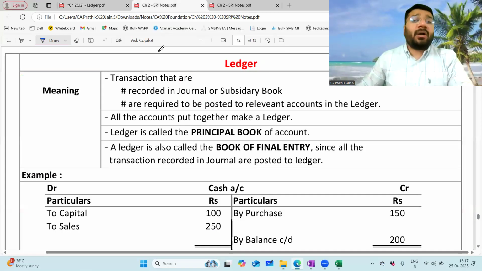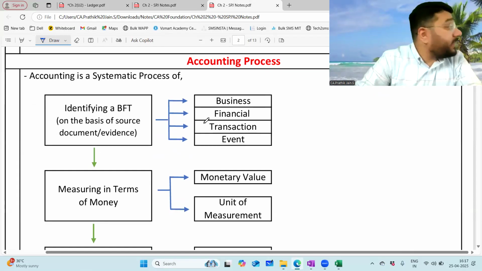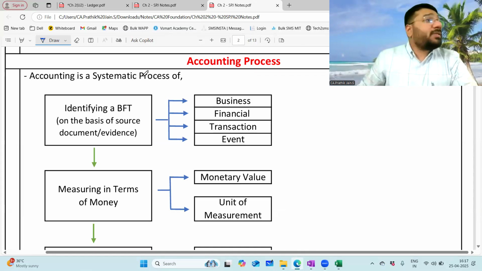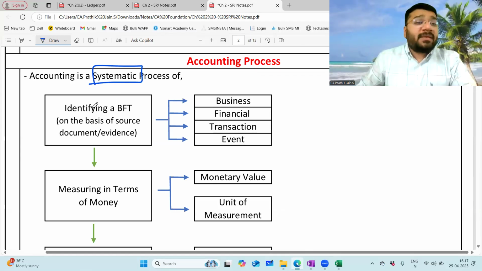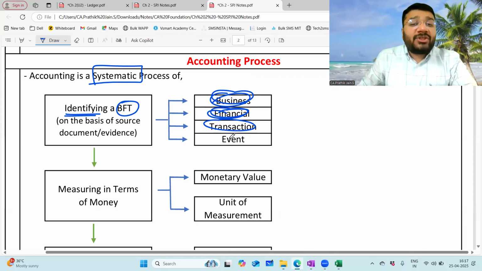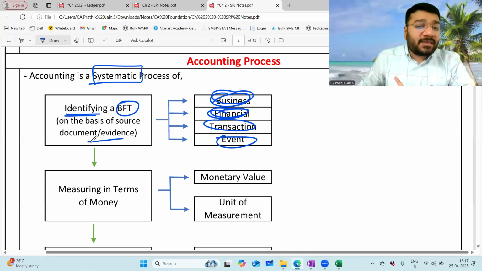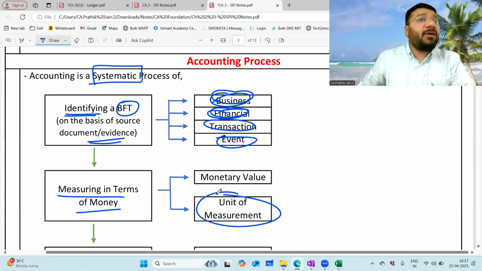So let's brush up on the accounting process. Remember this, accounting is a systematic process. We started our discussion in the very first class. Accounting is a process. Which process? The first step is identifying a business financial transaction or business financial event. Once you identify it, based on the evidence or source document, you next measure it in terms of money. That means you attach a monetary value to it, and the unit of measurement should have a common denomination, which is INR.